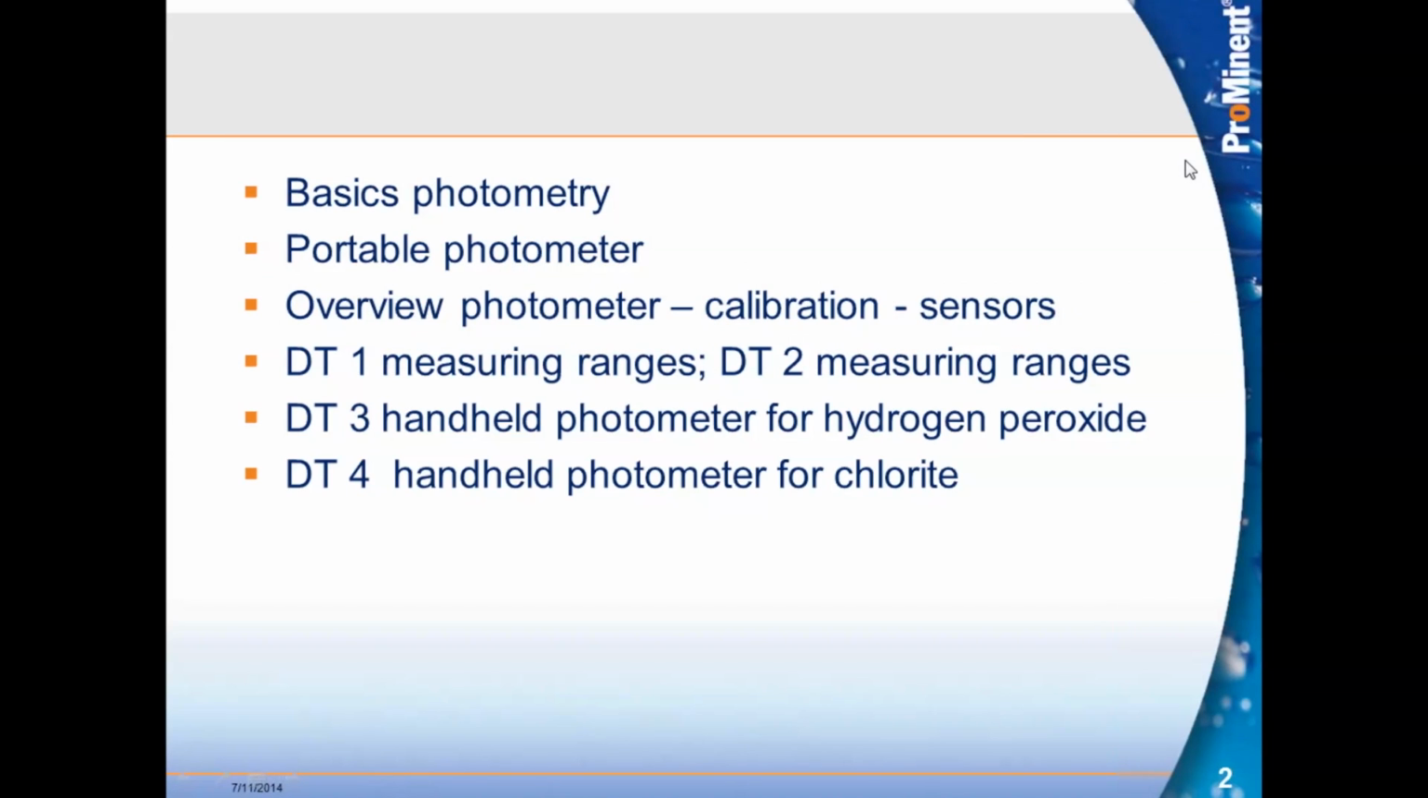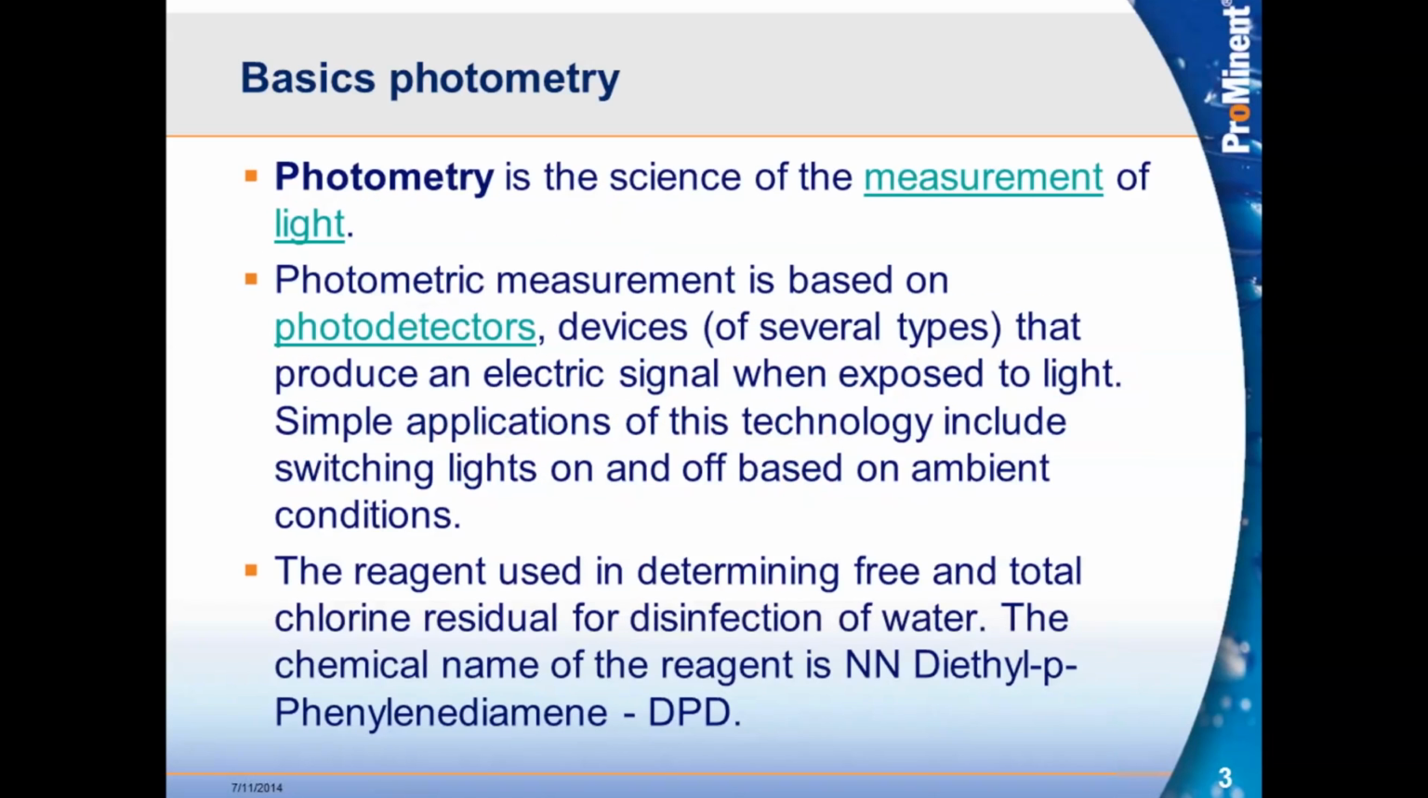We're going to talk a little bit about basic photometry. We'll talk about this portable photometer, what we have to offer, and an overview of the ranges that we offer for the DT1, the DT2, the DT3, and the DT4. We'll talk about the ranges and what parameters each one of those is good for. Depending on what you have a lot of controllers for, that might help you pick one or another. So hopefully we'll talk about that.